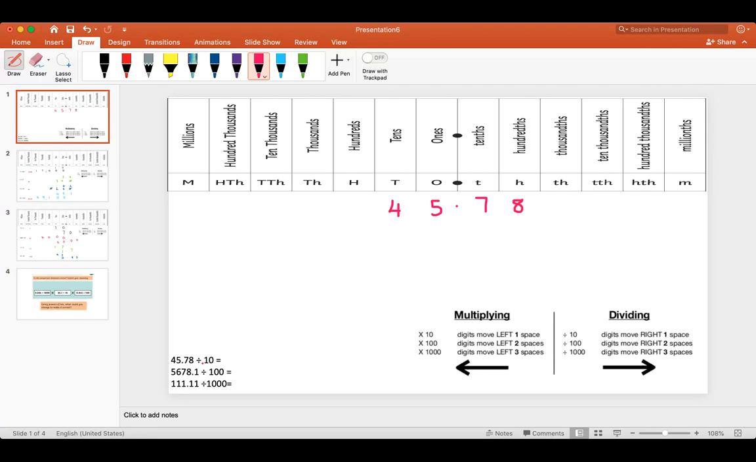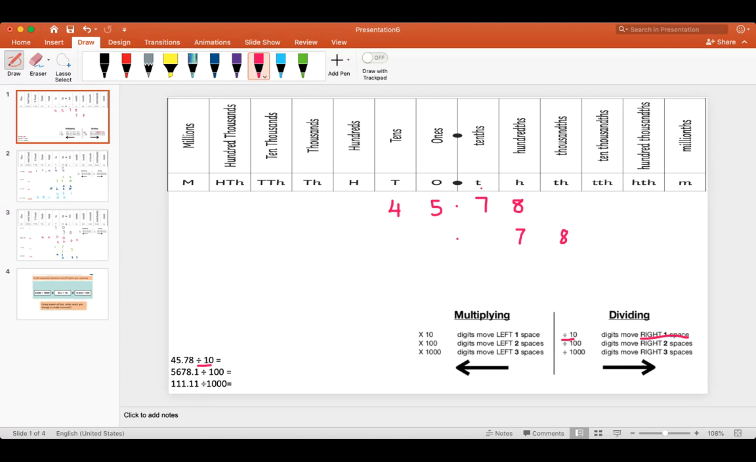Now my question is asking to divide by 10. So when we're dividing by 10, the digits move right one space. So the digits are going to get smaller. So we're going to move each digit one space to the right. So 8 is now going to go in the thousandths. 7 is going to go in the hundredths. The decimal place stays the same. It's the digits that move.